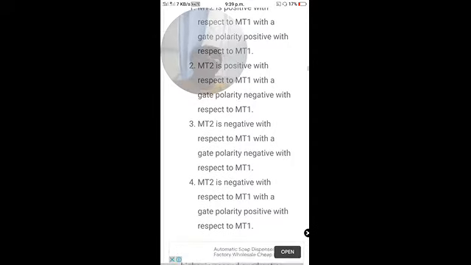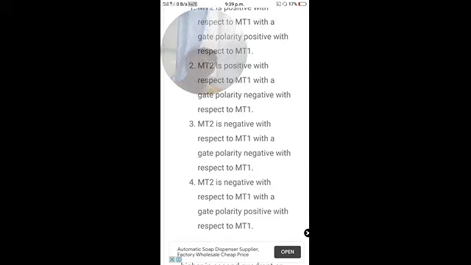Coming to the mode 3. So in the mode 3 and mode 4, polarity gets reversed. Comparing with the MT2, polarity is reversed. That is, MT2 is now made negative with respect to MT1. So MT2 is negative with respect to MT1, and the gate is positive with respect to MT1. That is the mode 3 of operation. In the mode 4, again MT2 is negative with respect to MT1, but the gate is negative.